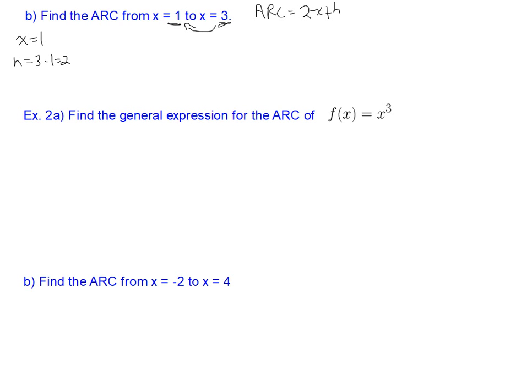So the average rate of change from x equals 1 to x equals 3 is equal to 2 times x, which is 1, plus h, which is 3. 2 times 1 is 2, plus 3 more is 5. So the average rate of change from x equals 1 to x equals 3 is equal to 5.